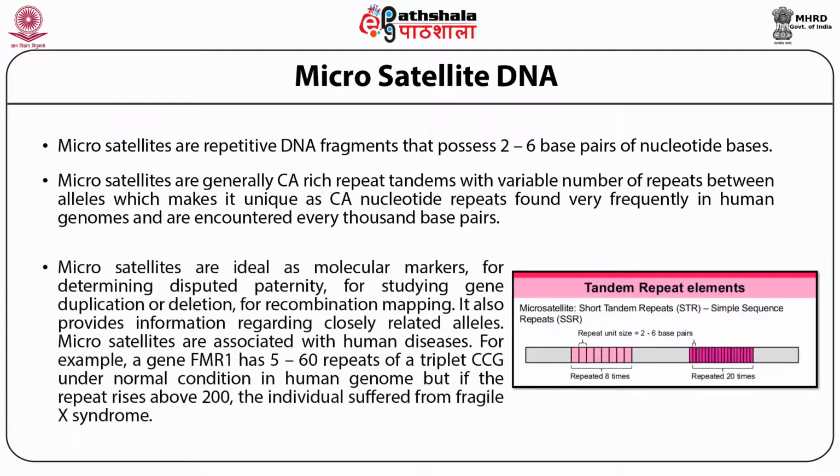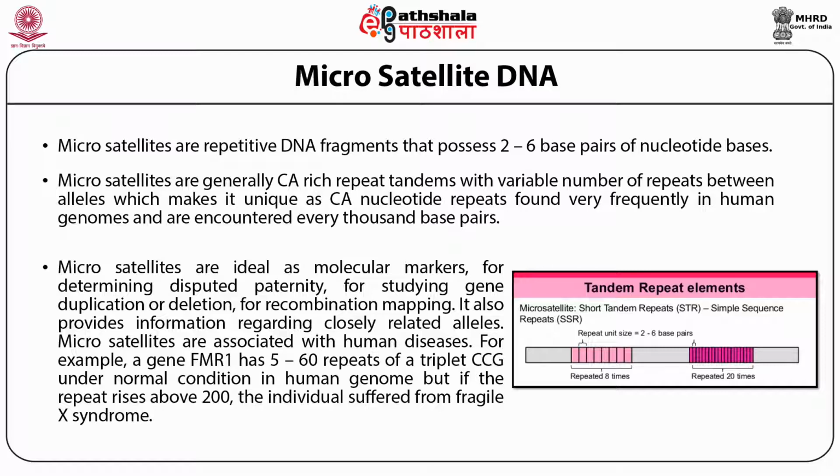Microsatellites are ideal as molecular markers for determining disputed paternity, for studying gene duplication or deletion, for recombination mapping, and for population genetic studies, as microsatellites possess loci with many alleles. Thus, the progenitor of a particular allele or genotype within a pedigree can often be identified.